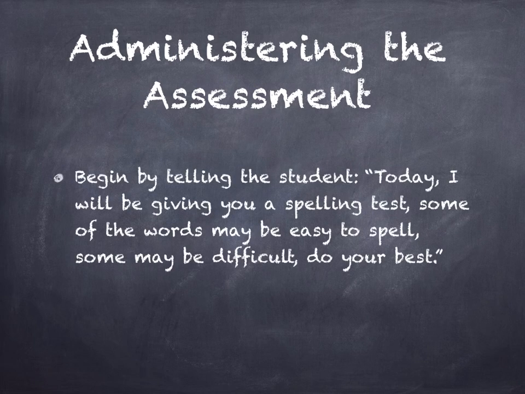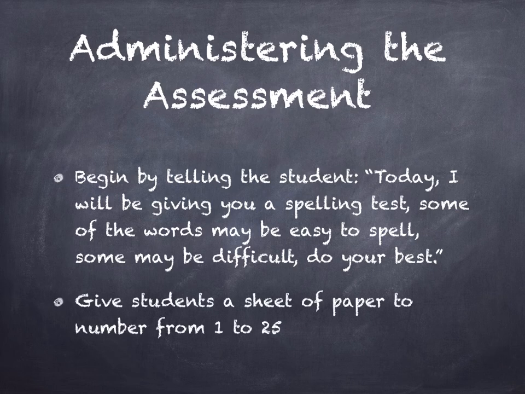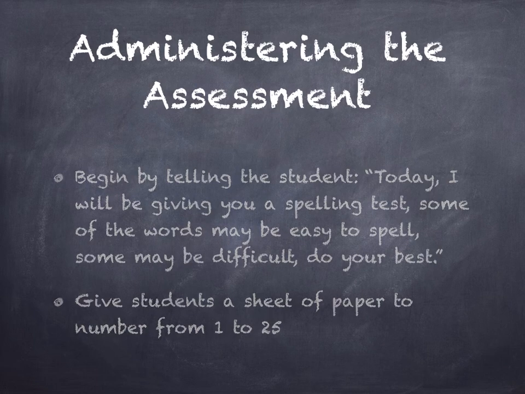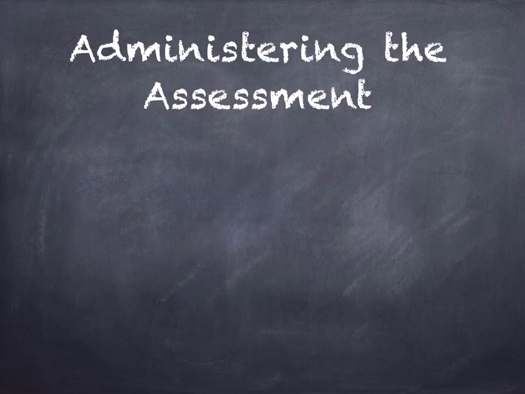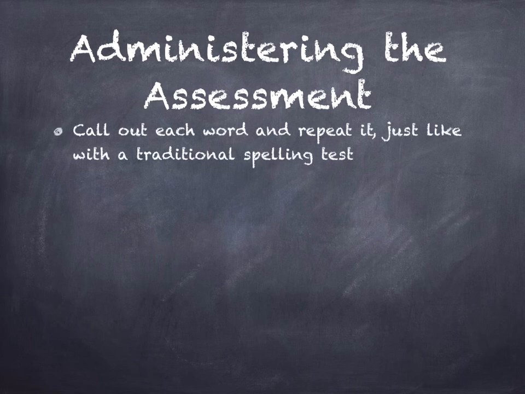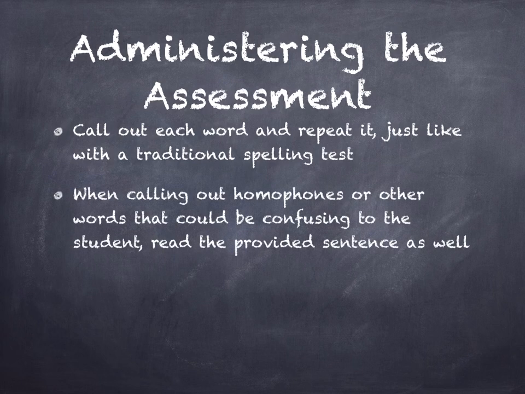When administering the assessment, begin by telling the student, "Today I will be giving you a spelling test. Some of the words may be easy to spell, some may be difficult. Do your best." Give students a sheet of paper to number from 1 to 25. Call out each word and repeat it, just like with a traditional spelling test. When calling out homophones or other words that could be confusing to the student, read the provided sentence as well.